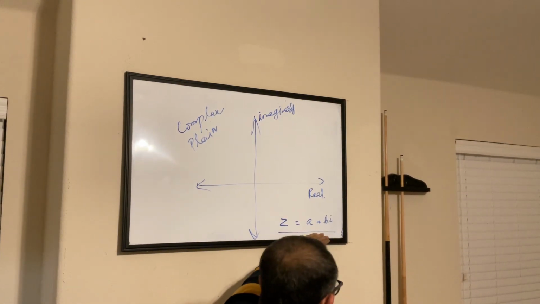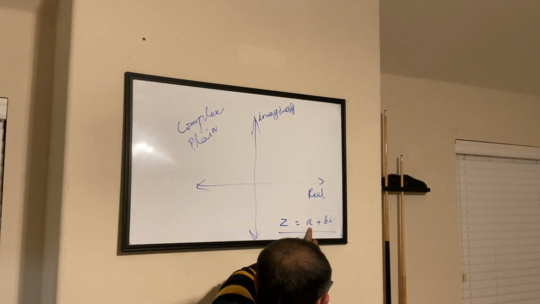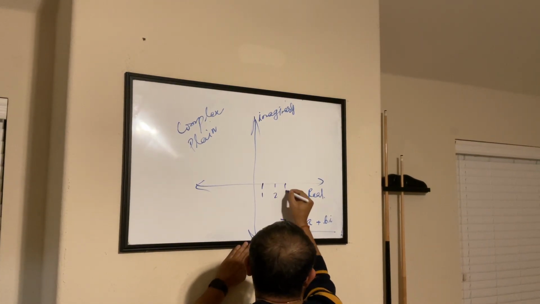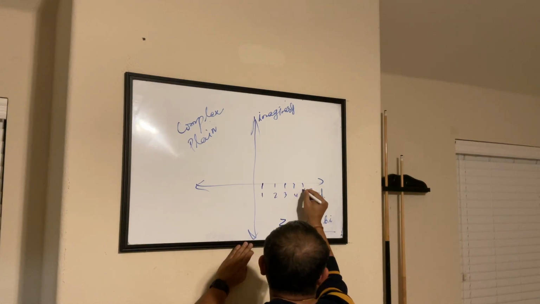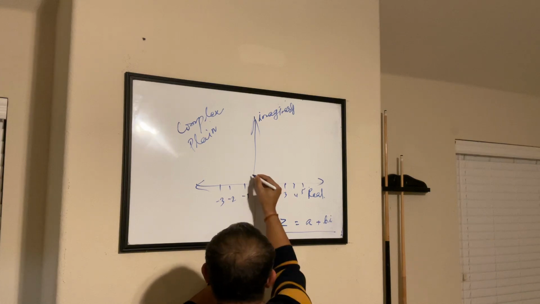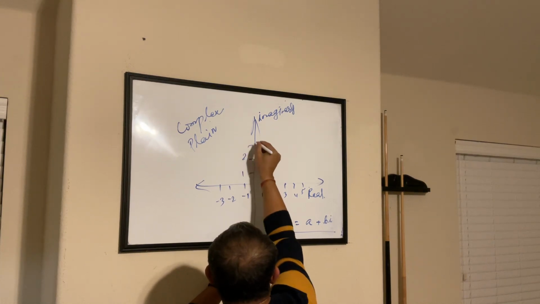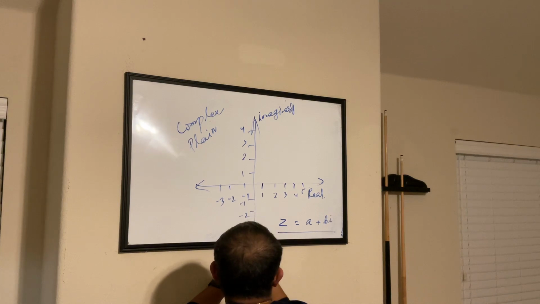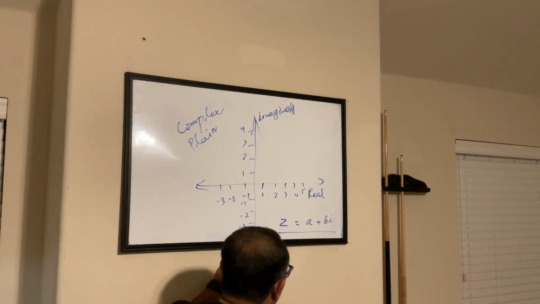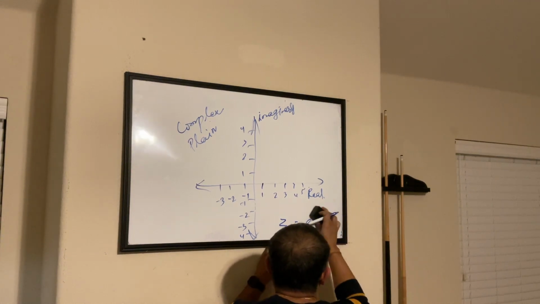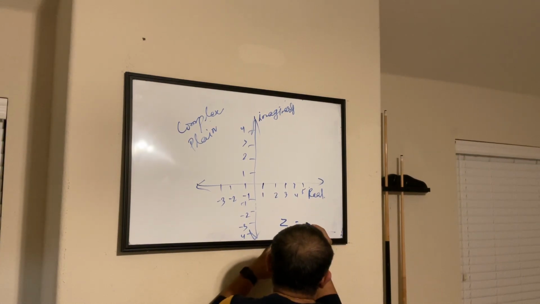Now how do you plot this? Let's say this is my real axis, I'll say 1 2 3 4 5 6, minus 1, minus 2, and you can always choose your units. Here I'll say 1 2 3 4, and here minus 1, minus 2, minus 4.